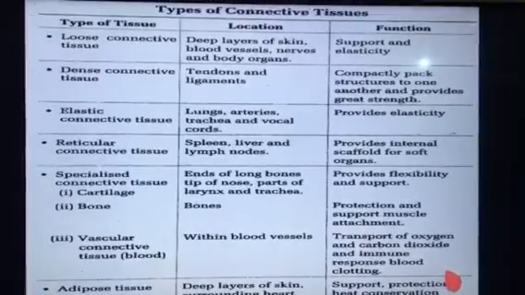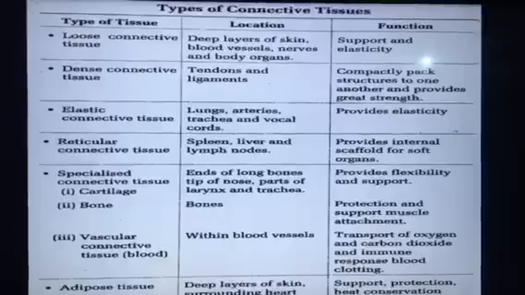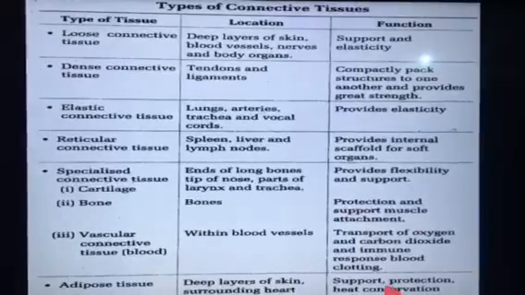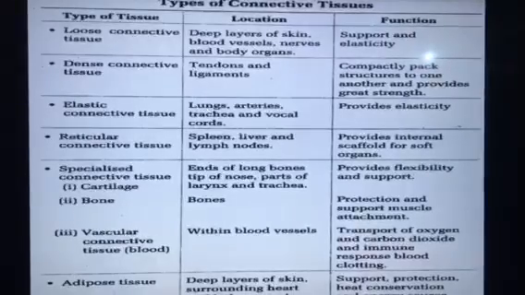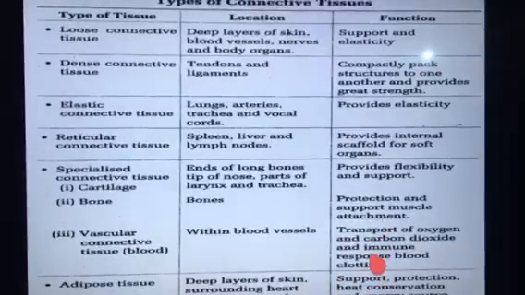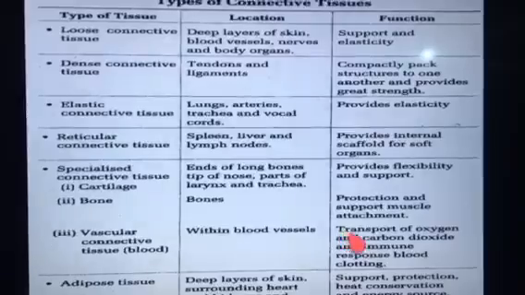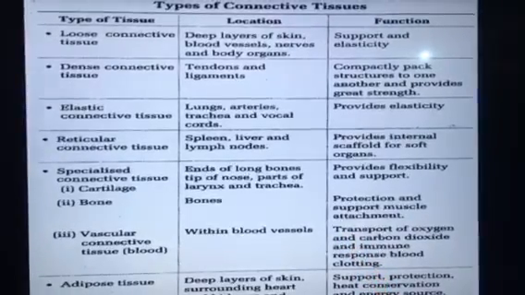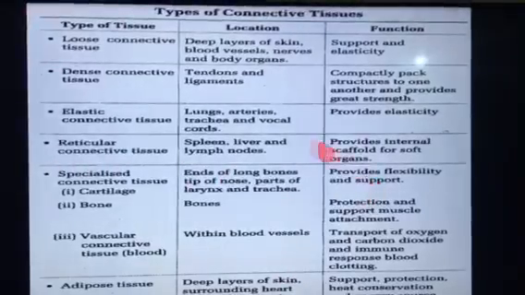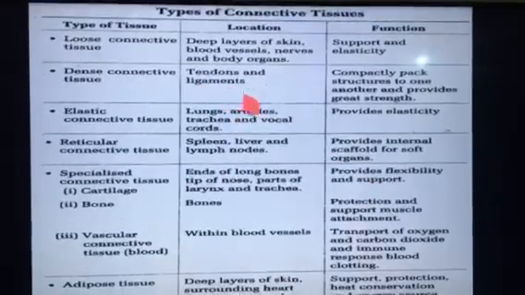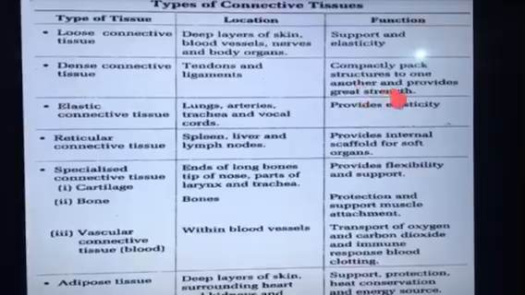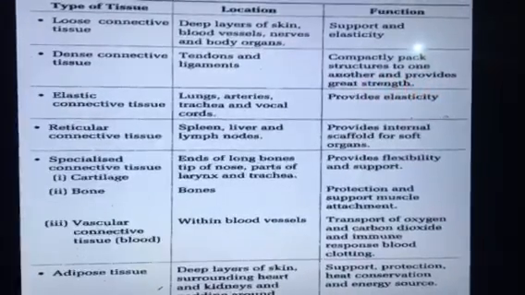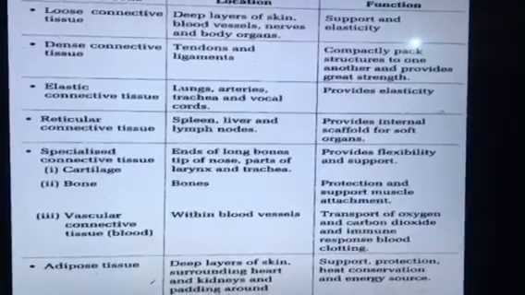Then dense connective tissue is classified into two types: dense regular and dense irregular. Dense regular is again classified into white fibers, that is tendons, and yellow fibers, that is ligaments. Here you can see the tendons and ligaments. Its function is that it is compactly packed to one another and provides great strength.